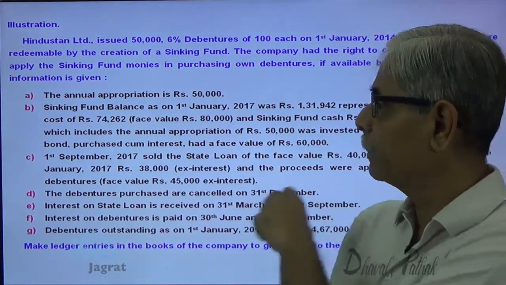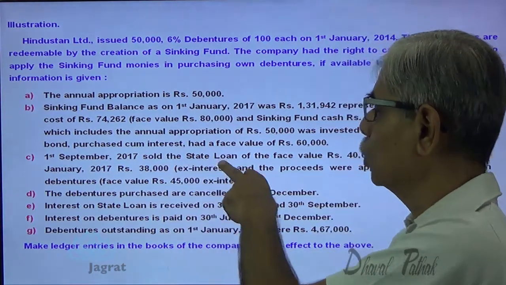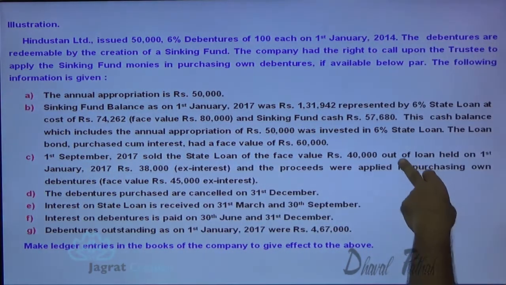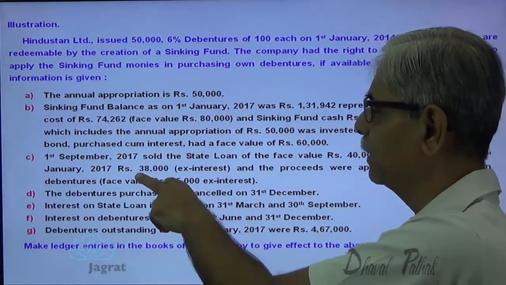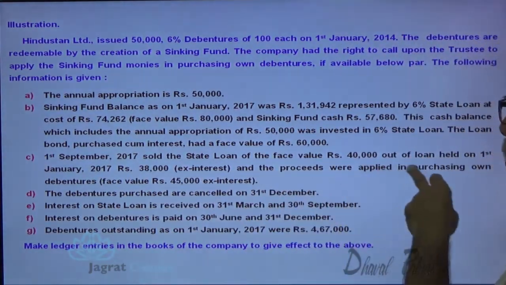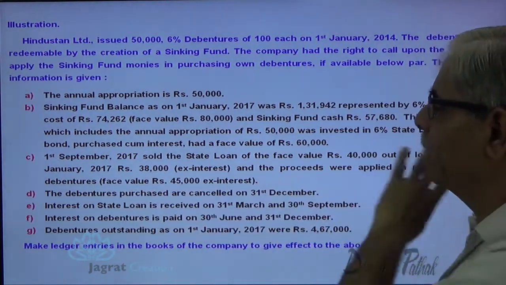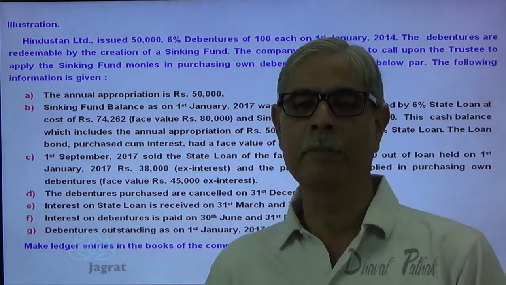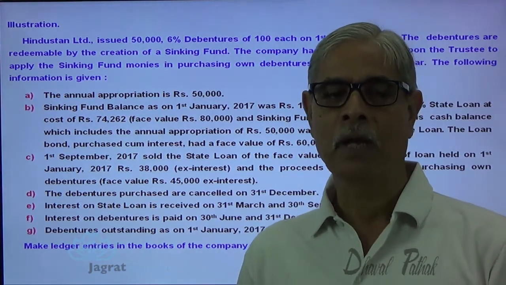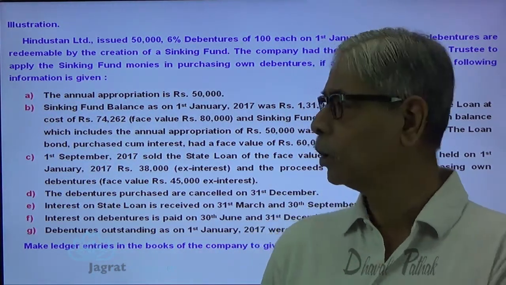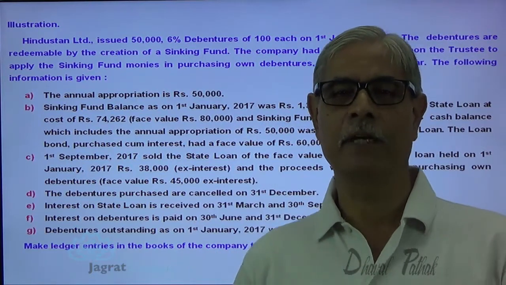Own debentures are purchased. See, on 1st of September 2017, sold the state loan of a face value 40,000 out of the loan held. On 1st of January 2017, rupees 38,000, and the proceeds were applied in purchase of own debenture. So we are required to prepare own debenture account. These are the various accounts that we are required to prepare, and we shall record all these transactions in the accounts that we have prepared.